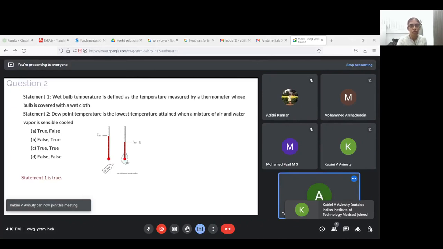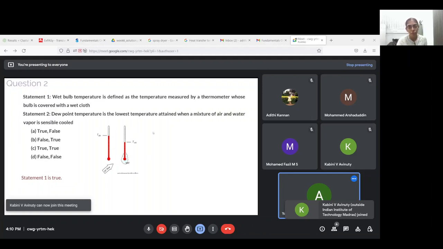So hence, wet bulb temperature is defined as the temperature measured by a thermometer whose bulb is covered with a wet cloth. So wet bulb temperature will tell you what is the lowest temperature that can be achieved by evaporation of a fluid. So what is the lowest temperature a fluid can achieve after evaporation is done. So this is wet bulb temperature.